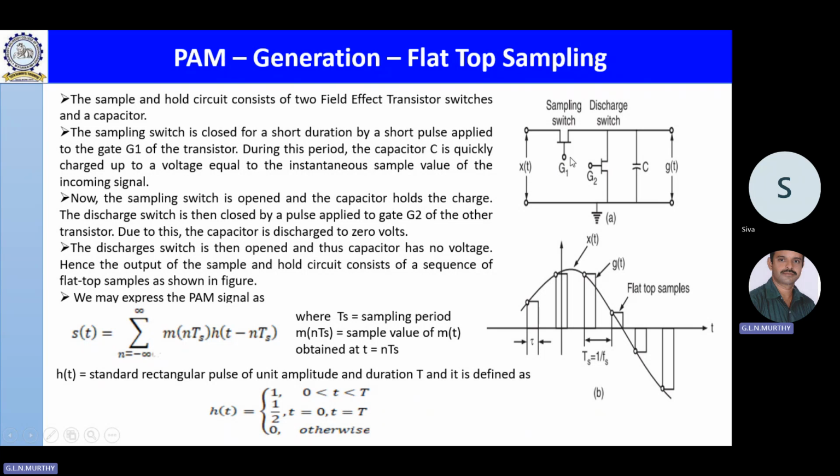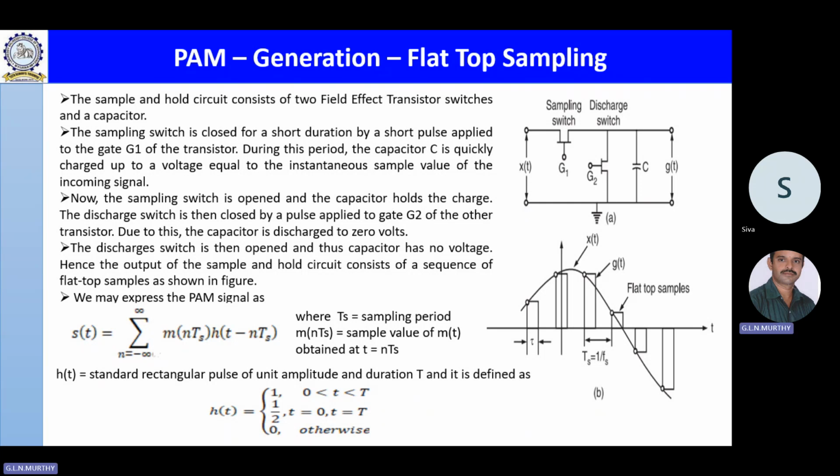Last one. G1 off, G2 on. This switch is on means switch is closed. This voltage is discharged. However, we need to remember the time constant must be small. Discharge time constant or charging time constant, they must be small for effective generation of the PAM signal.